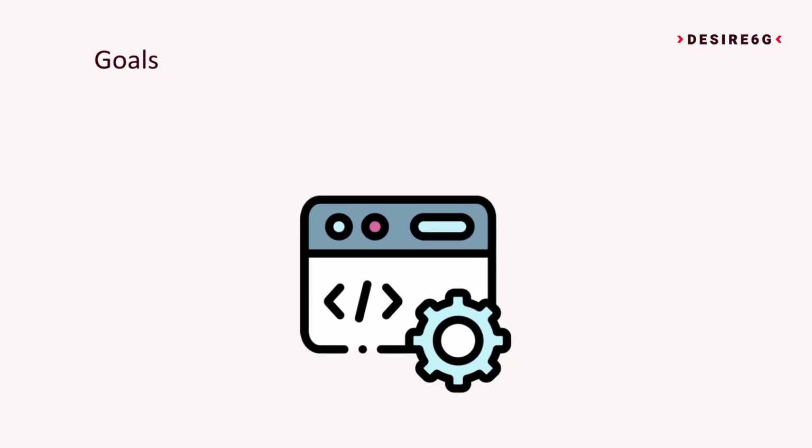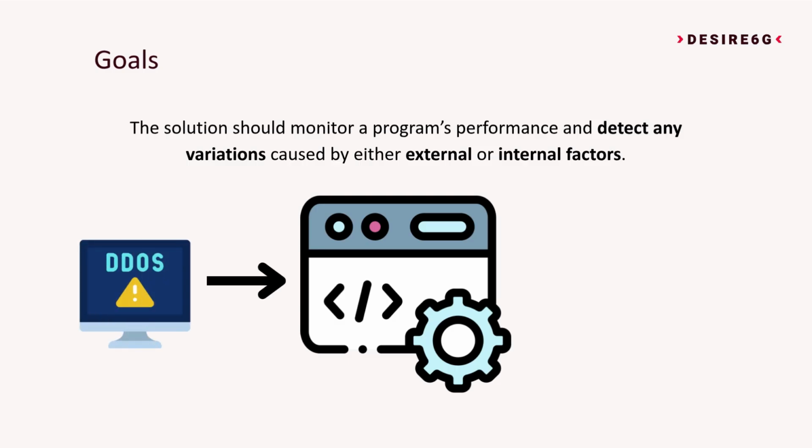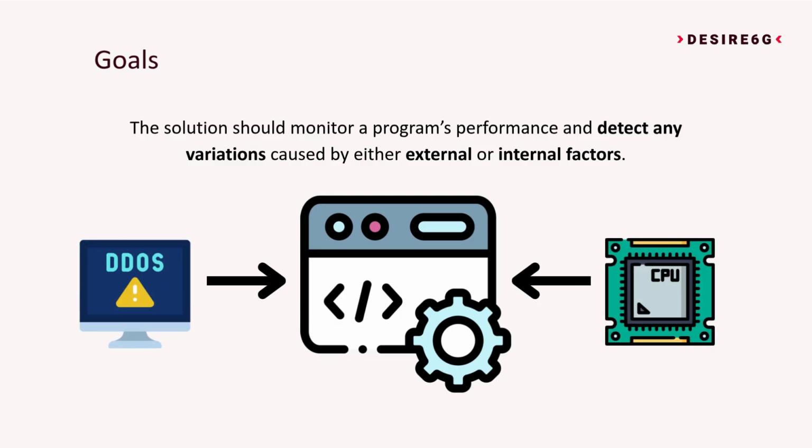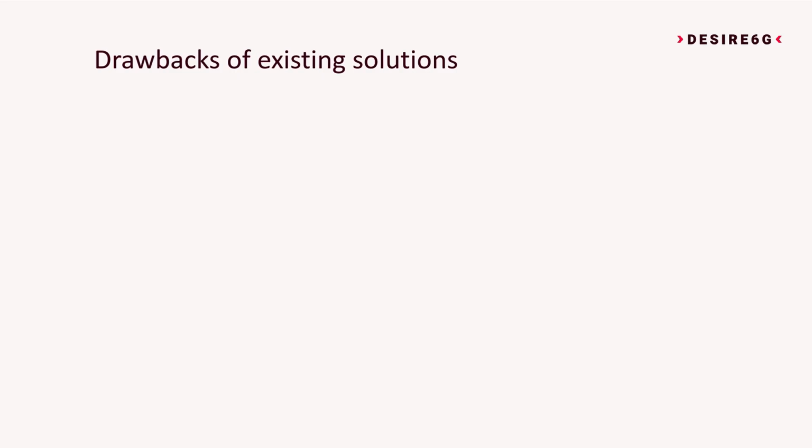Our goal is to develop a zero-overhead self-monitoring performance solution. It should be able to detect performance variation caused by external factors like a remote attack or internal ones, such as a local machine malfunction, all without adding any penalty to the monitored process. Now let's take a look at the limitations of existing monitoring solutions.